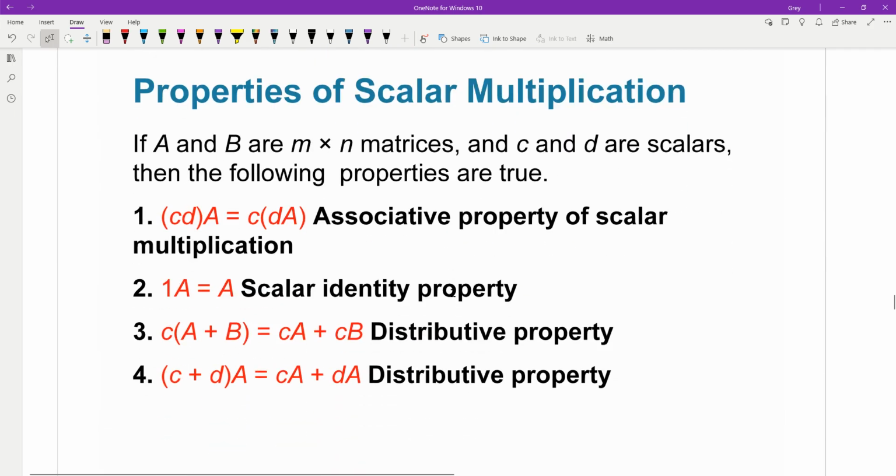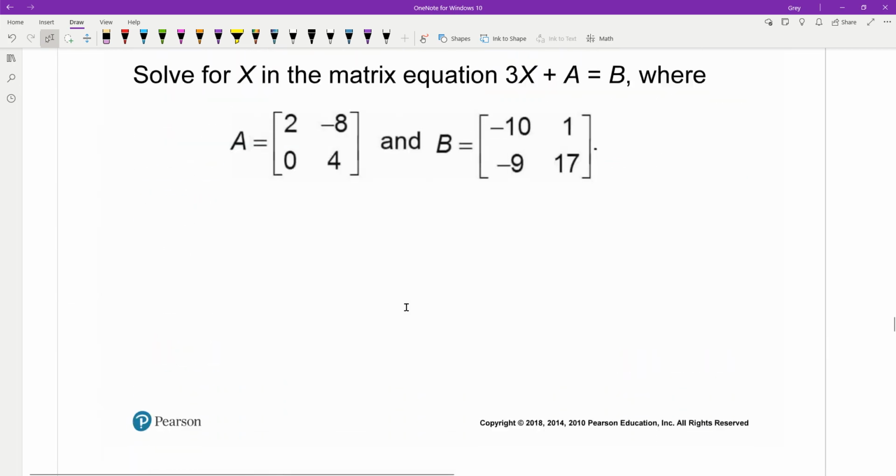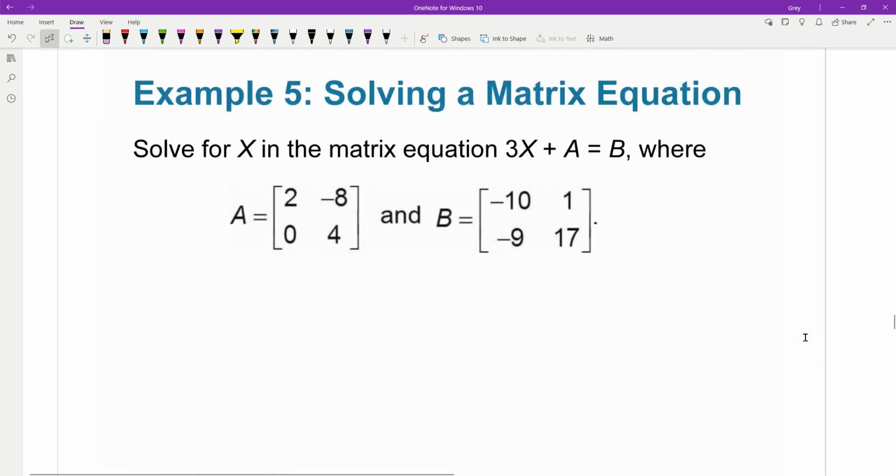Properties of scalar multiplication. You've got the associative property, which means I can multiply the two scalars first before I distribute, or I can distribute one of the scalars and then distribute the other scalar. The distributive property: you can have a scalar distributed over two matrices, or you can have two scalars and the matrix goes to both of those. Now, solving matrix equations.